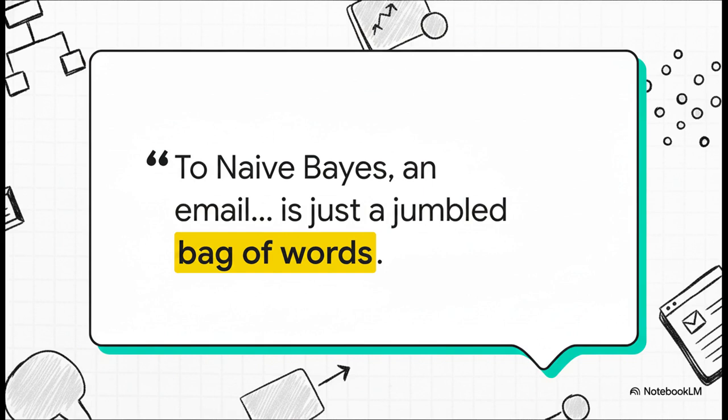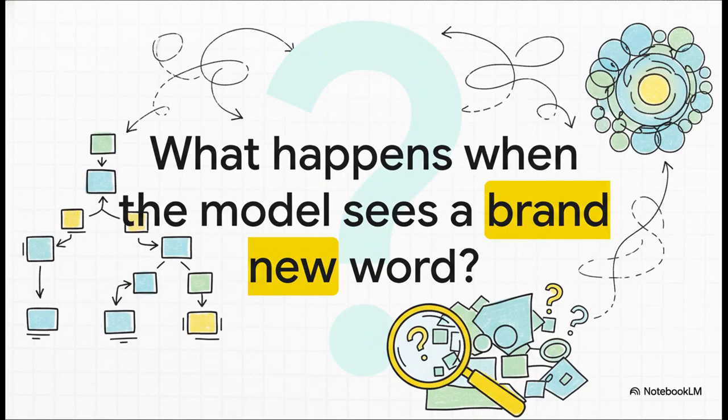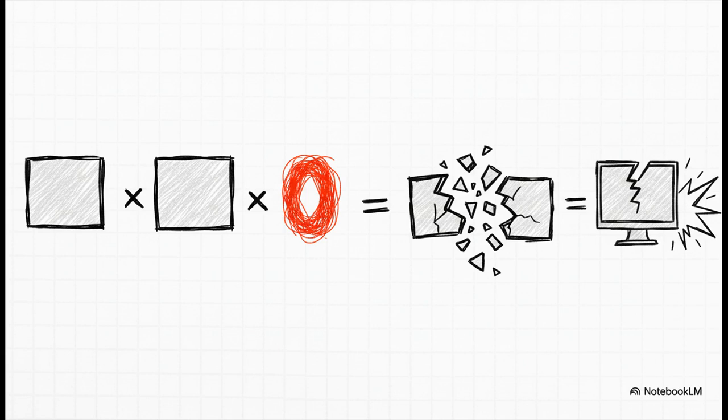All it cares about is which words are in the bag. So this whole bag of words thing is actually shockingly effective, but it has one huge, potentially fatal weakness. What happens if a word pops up in a new email that the model has never, ever seen during its training? Well, this leads to something called the zero frequency problem. And this is an absolute showstopper.